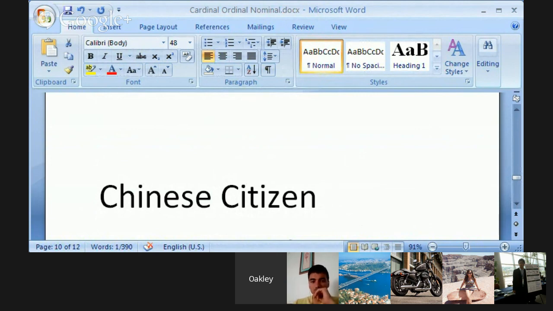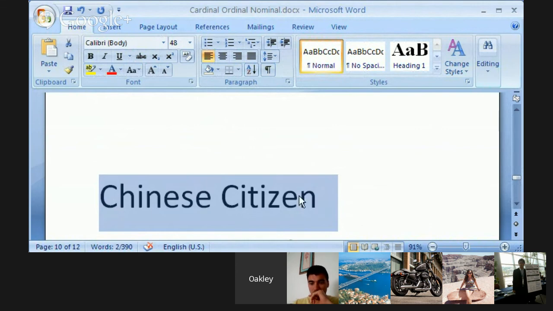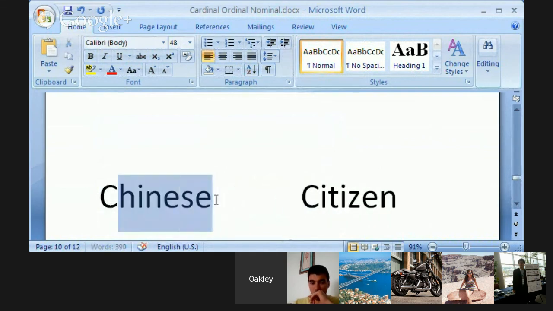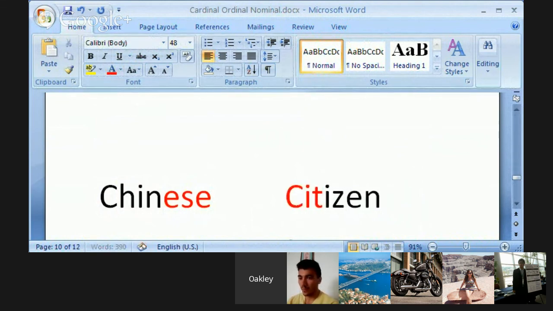Let me get somebody else to try this. Demas. Okay. Chinese citizen. If you have just the word Chinese, of course, where's the stress? In the end of the syllable. Yes, Chinese. That's right. And just the word citizen, where's the stress? City. Yeah, the first sit. City. Right. But when we combine them, we can't do it.